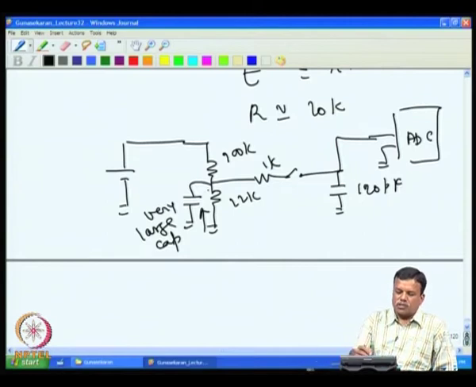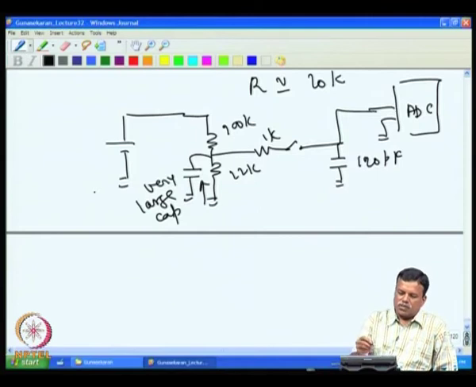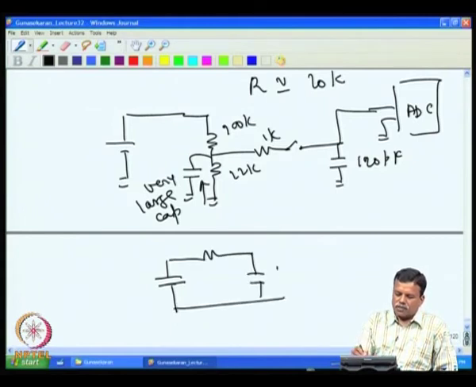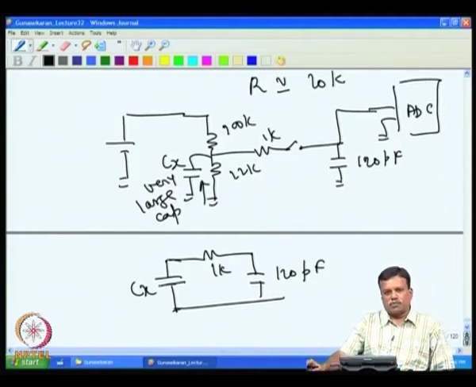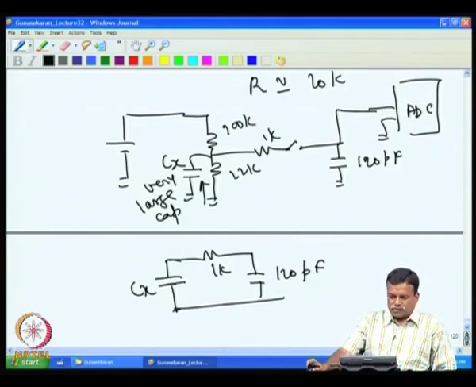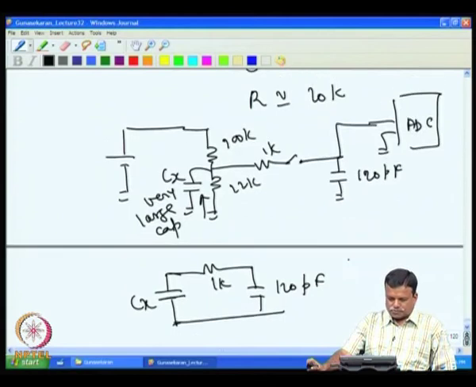Now, this capacitor does not lose much charge during charging. If the voltage drop is neglected, the equivalent circuit becomes a large capacitor Cx connected through 1K to 120 pF. As long as Cx is much larger than 120 pF, the input resistance is very low and the charging will be done quickly.